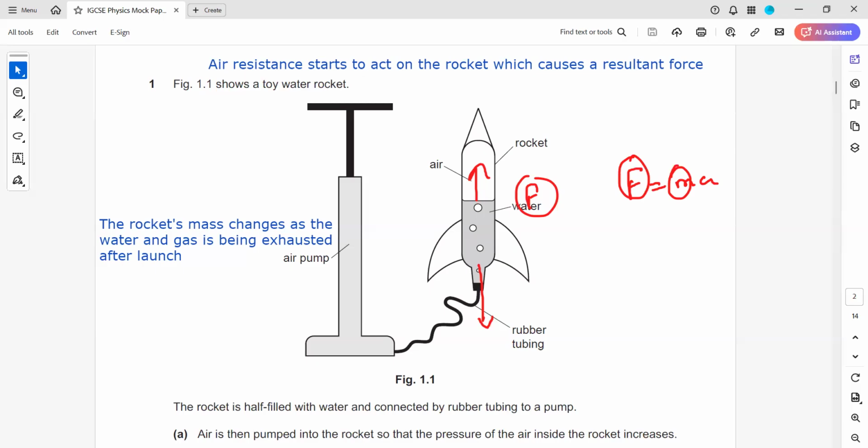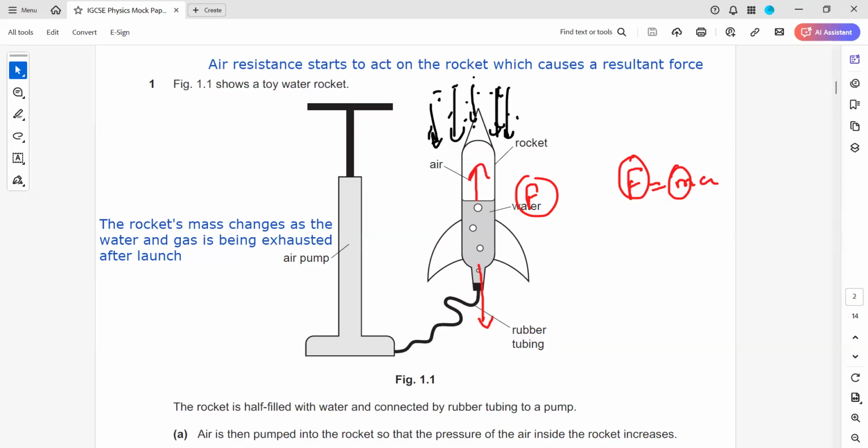As the rocket is moving through the air, the surrounding air is present. So as the rocket is moving, the air tries to oppose the motion of the rocket, and the resultant force will also decrease. So there are two reasons we have to mention. One is the mass of the rocket is not constant. That's why the force on the rocket is not the same. The second is as the rocket starts to move, the air starts to oppose the motion.